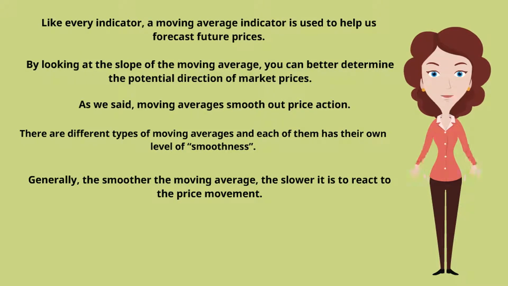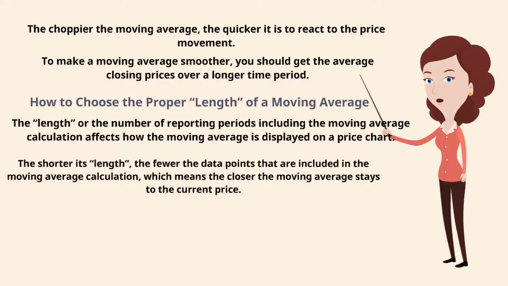Like every indicator, a moving average indicator is used to help us forecast future prices. By looking at the slope of the moving average, you can better determine the potential direction of market prices. As we said, moving averages smooth out price action. There are different types of moving averages and each of them has their own level of smoothness. Generally, the smoother the moving average, the slower it is to react to the price movement. The choppier the moving average, the quicker it is to react to the price movement. To make a moving average smoother, you should get the average closing prices over a longer time period.